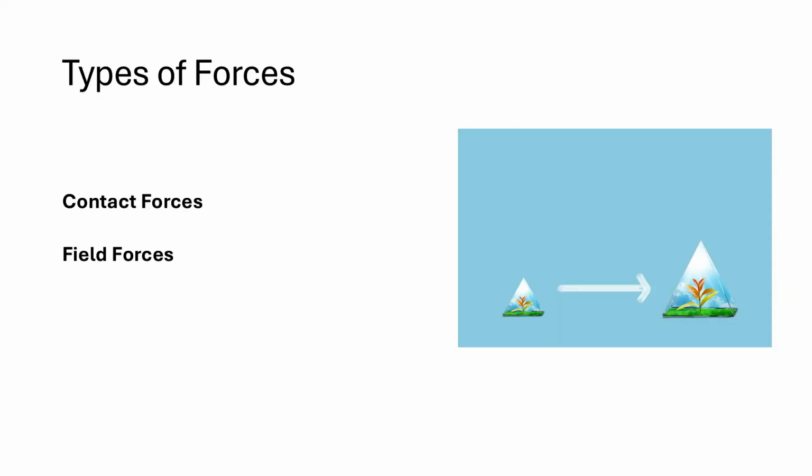Forces play a crucial role in dynamics, influencing how objects move and interact. This section will explore the different types of forces and their effects on motion. Forces can be categorized into 2 main types: contact forces and field forces. Contact forces occur due to physical interactions between 2 or more objects, such as friction, tension, and normal force. Field forces operate at a distance without physical contact, including gravitational and electromagnetic forces that affect objects over a distance.